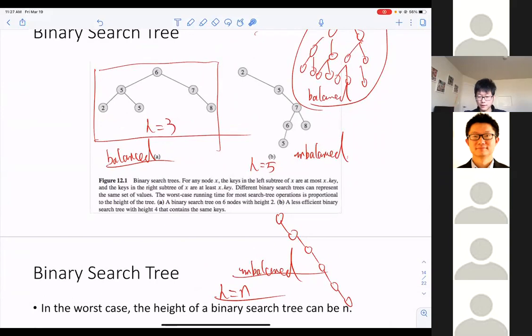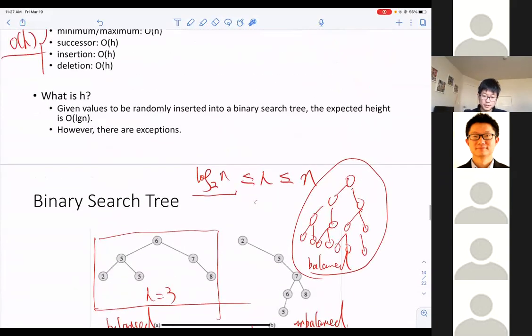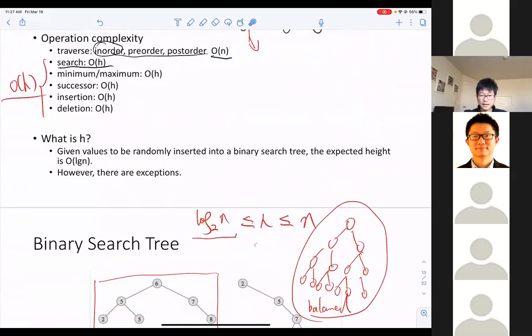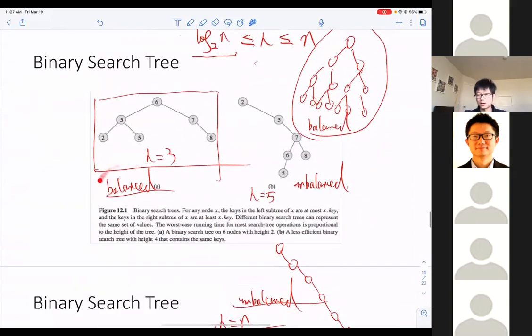Understood. Okay, so in order to get a better performance from a binary search tree, we want the tree to be as balanced as possible, so that given the same amount of nodes, the height is going to be relatively low.